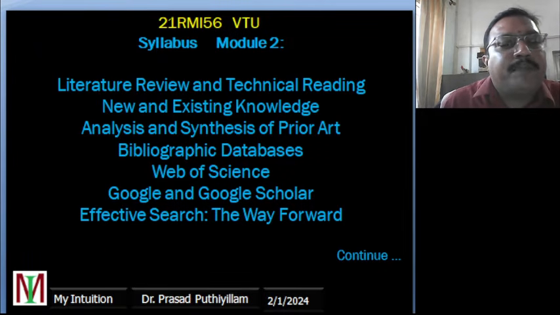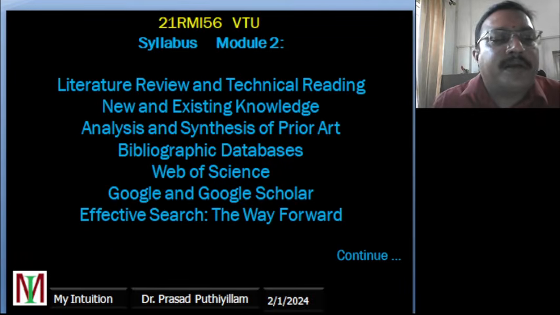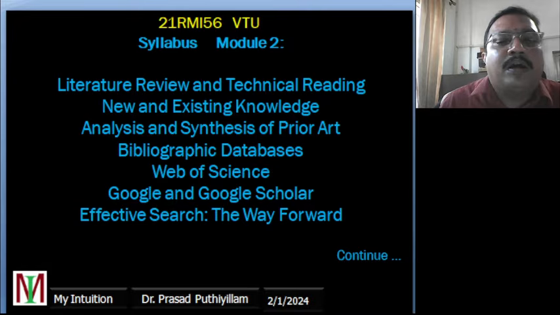Then bibliographic databases, Web of Science, Google Scholar, this comes under the same category. This is how we can collect information from these online libraries. Which one is better for a particular research? Which one do you have to go for, whether it is Web of Science or Google Scholar or bibliographic databases? Which one we need to refer, I am explaining in that particular topic. Now the effective search, the way forward, that is figuring out how to search for information in the best way possible.